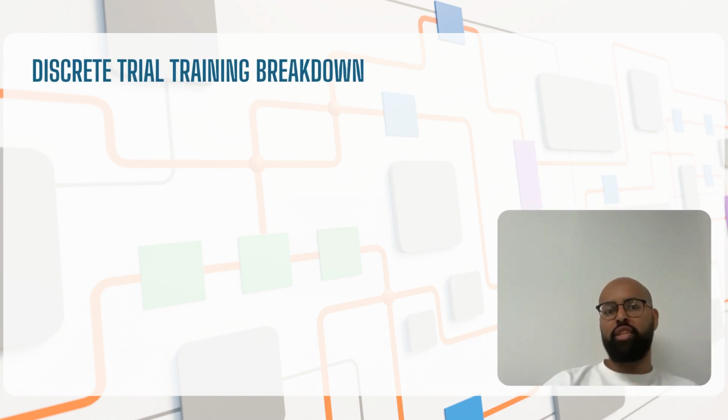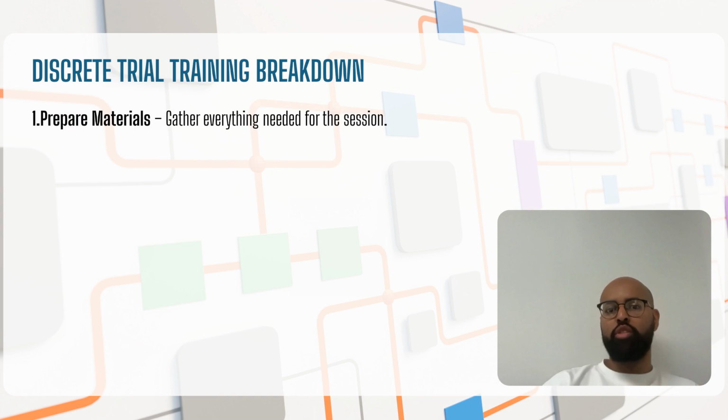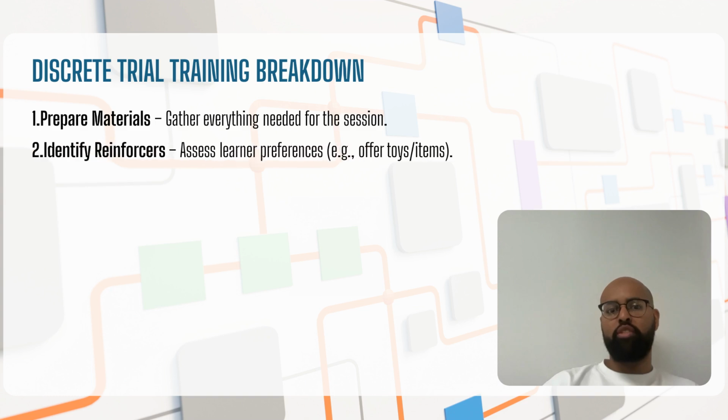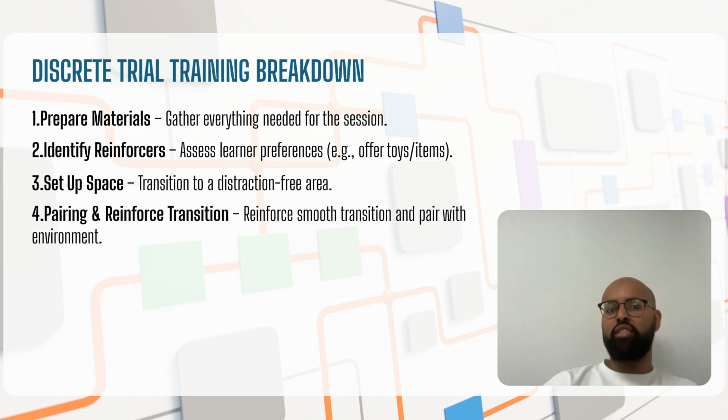Discrete trial training breakdown. Step 1. Get all your needed materials to run the DTT session. Step 2. Ensure you have several different reinforcers the learner is motivated for. You can do this by assessing their preferences via holding up items or giving them time to play with toys or items and see which ones they play with most. Step 3. Transition to the designated DTT space. This should be a space that has little to no distractions around. Step 4. Reinforce the learner for transitioning and pair the learner with the environment and yourself.